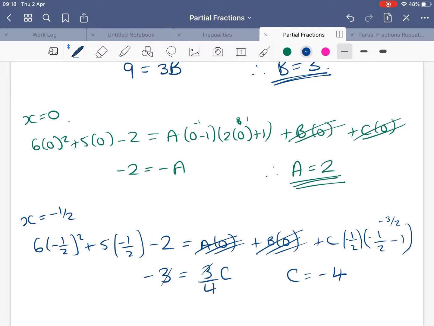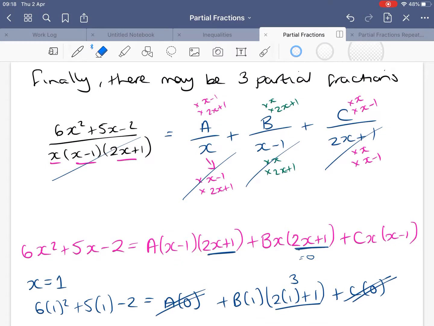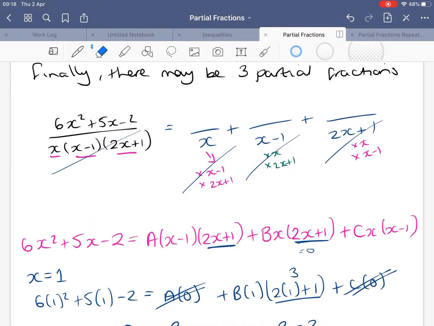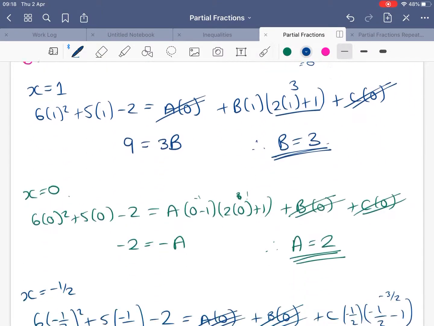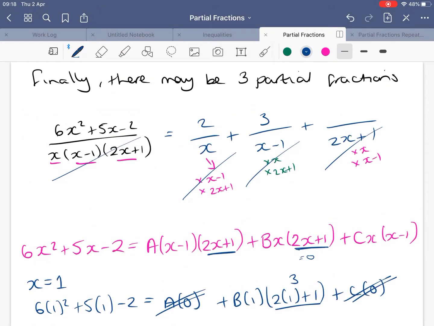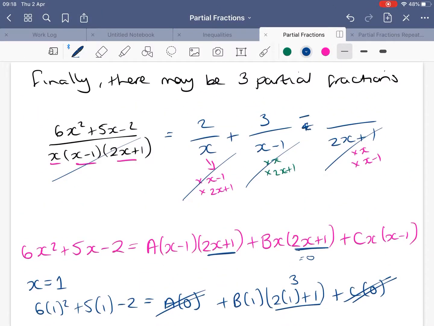Right. So I've got my A, my B and my C, and then I could write it in. I've run out of space, so I'm going to have to do it up here. So I had A was equal to 2. I had B was equal to 3. And my C was equal to minus 4. Okay.